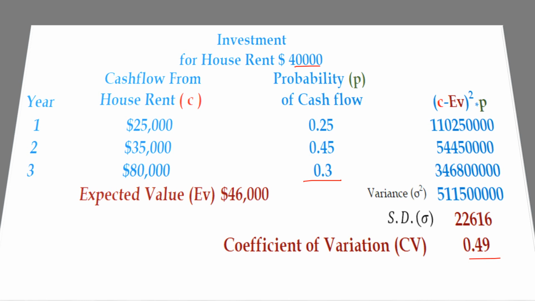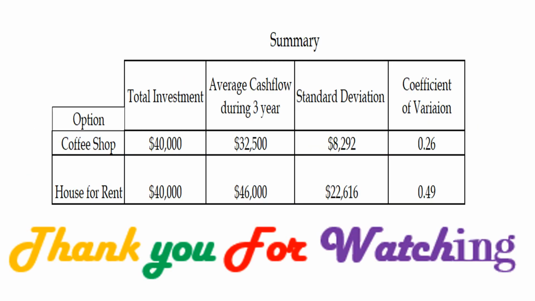Here we have the options coffee shop and house for rent, and total investment 40,000. This does not mean 40,000 for the coffee shop and another 40,000 for the house rent. It is a mutually exclusive case: the investor has only $40,000, and he has two alternatives for investment. And this is the average cash flow during the 3 years, which we calculated in the previous slide. From the coffee shop, average cash flow is 32,500, and from the house for rent it is 46,000.